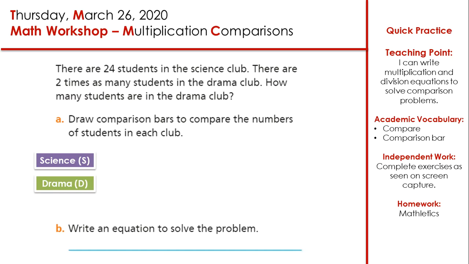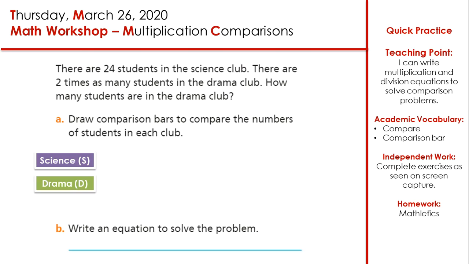There are 24 students in the science club, right? There are 2 times as many students in the drama club. So far I already know that there are 24 students in the science club, but they're not telling me explicitly how many we have in the drama club. They're only telling me that I have 2 times as many in the drama club as in the science one. So how many students are in the drama club?